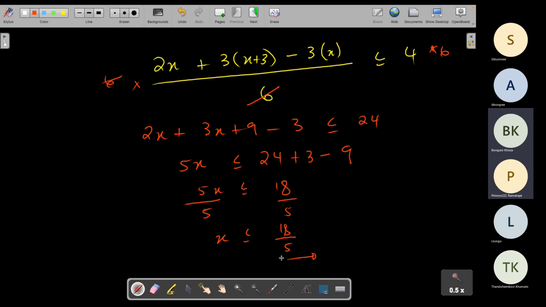represent it on a number line, right? Yeah, I can still represent this on a number line. So you can write 18 over 5. But to know which point 18 over 5 is, you can convert this to a decimal. You'll get something along the lines of 3 comma something. Okay. Thank you.